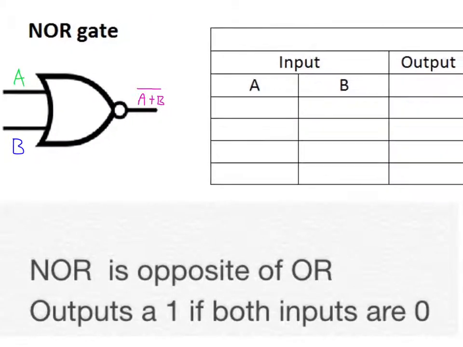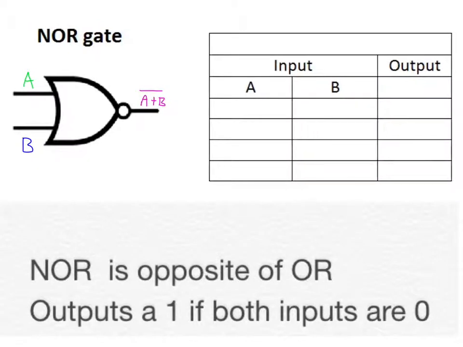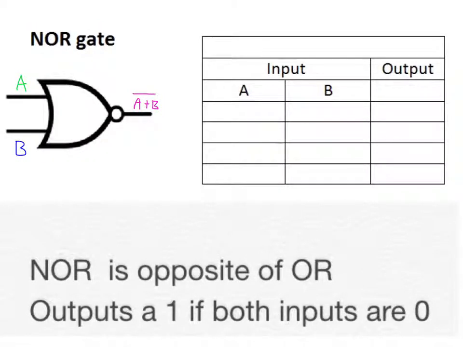Okay, let's fill in our logic gate with all the possible combinations that could be input to this 2-input NOR gate. We could get a 0 and a 0, 0 and a 1, 1 and a 0, 1 and 1. We're going to call our output not A or B.